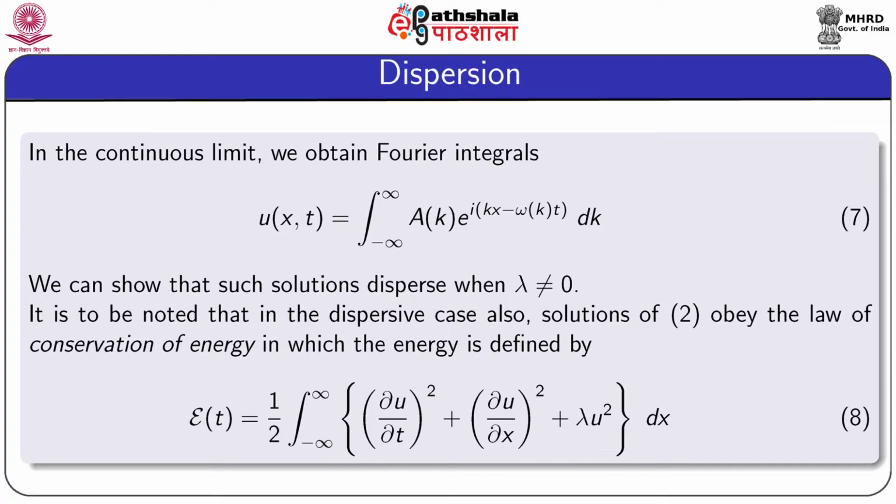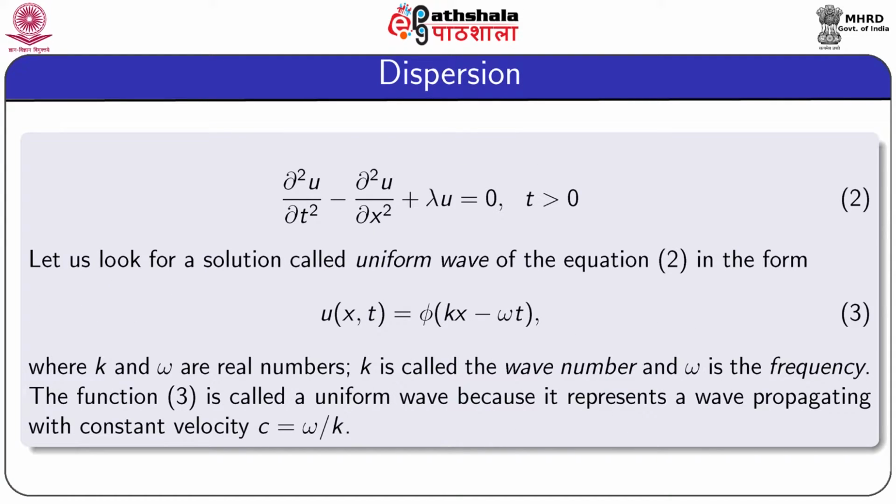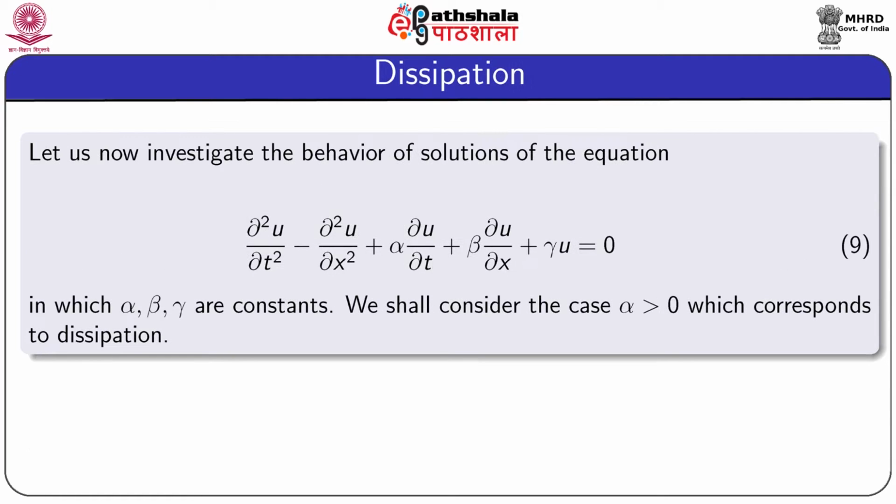Now, if we differentiate 8 with respect to t, you can see that dE/dt is equal to 0 for this equation if u satisfies equation 2. That means for the dispersive wave, energy remains conserved.